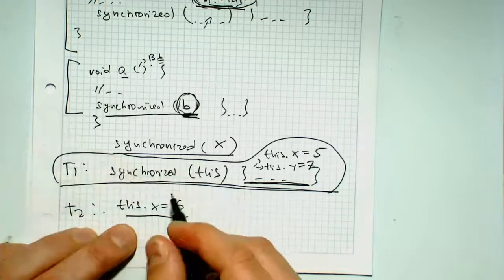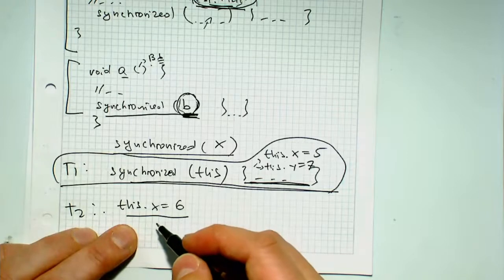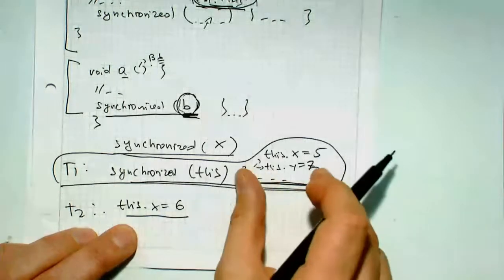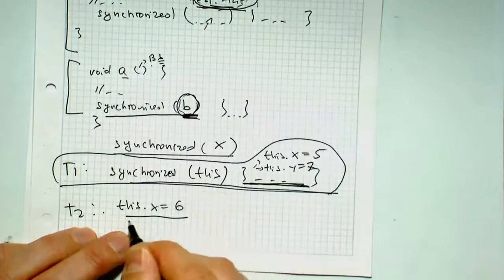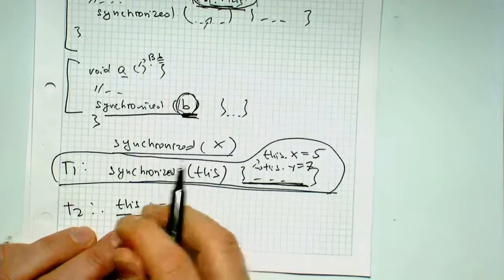We'll see that a little later. This is an example of something called weak atomicity. Strong atomicity would be that this literally here is like, boom, one step. But that's not the case in Java.